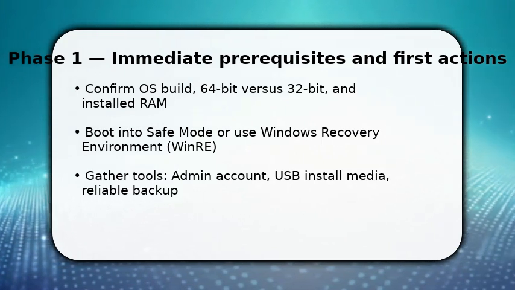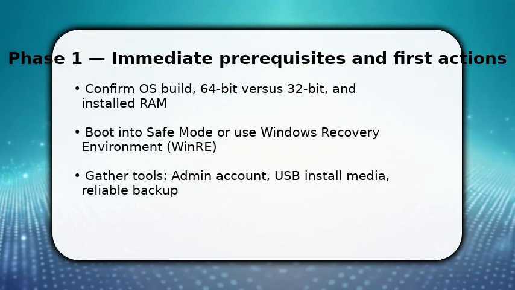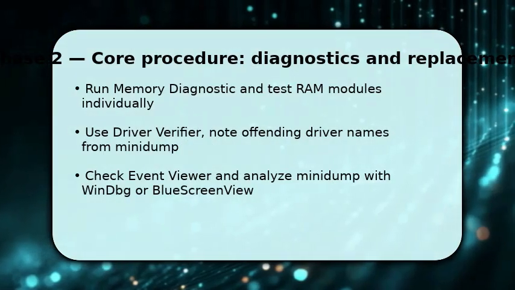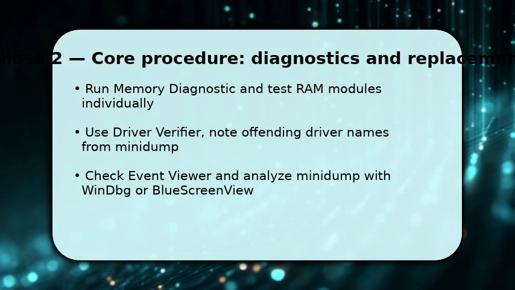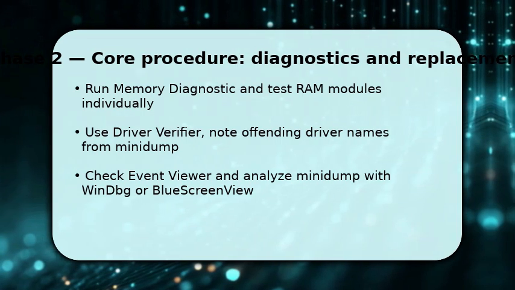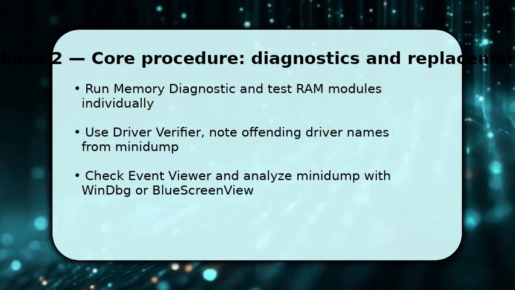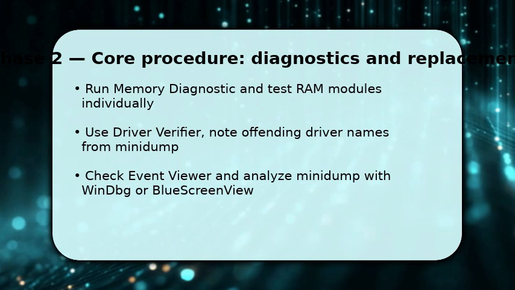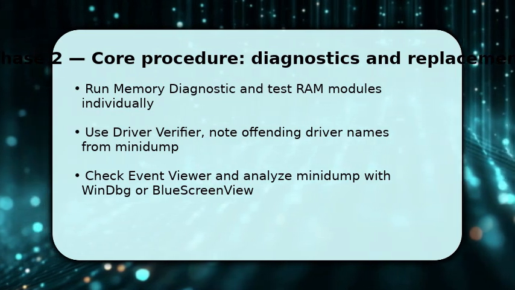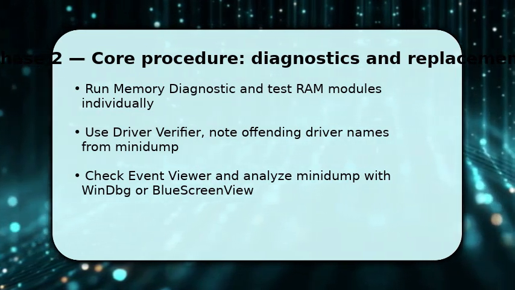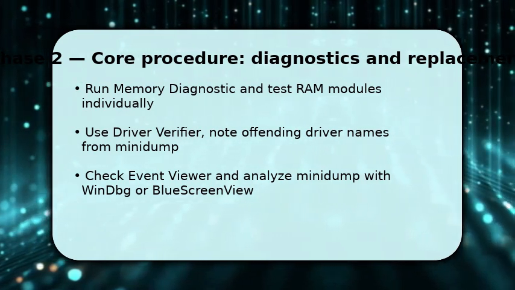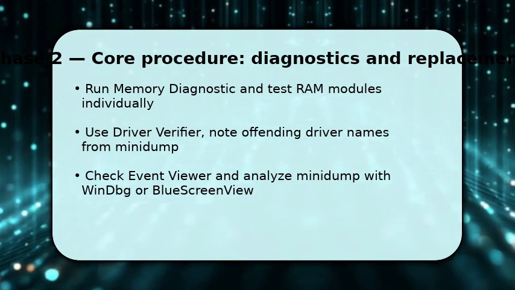to detailed repairs. Once done with initial steps, run the Windows Memory Diagnostic and, if possible, test RAM modules one at a time to isolate bad sticks. Then enable Driver Verifier for non-Microsoft drivers to force a controlled crash that identifies the culprit. Make sure to note any driver file names reported. Meanwhile, collect and open the minidump files using WinDbg or BlueScreenView and cross-check Event Viewer entries, so you understand whether the issue is memory corruption.